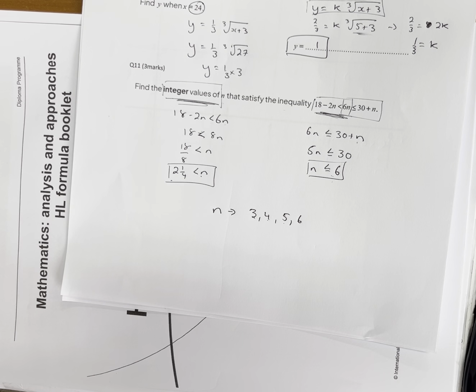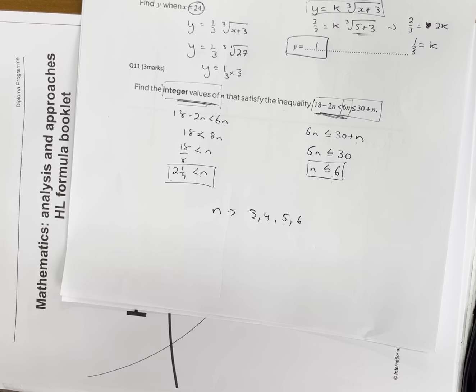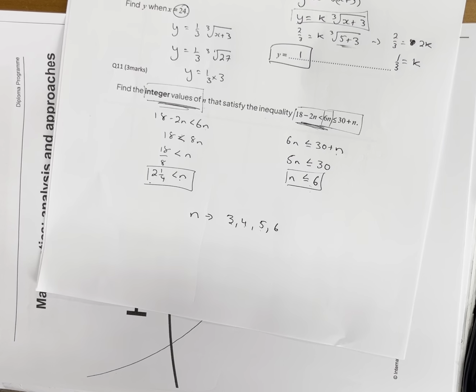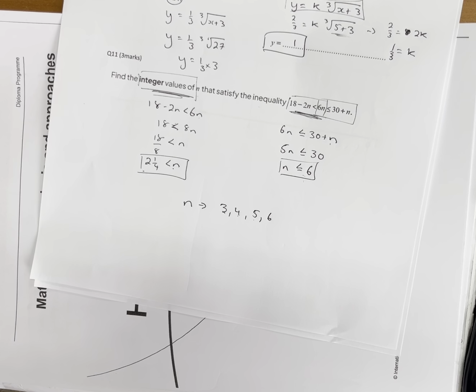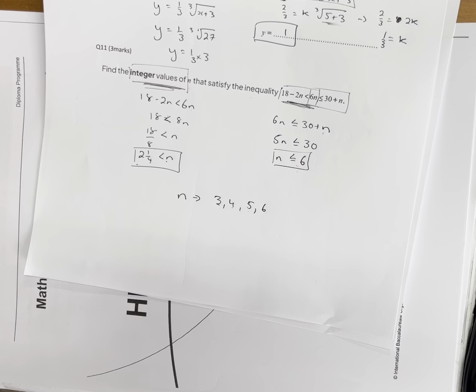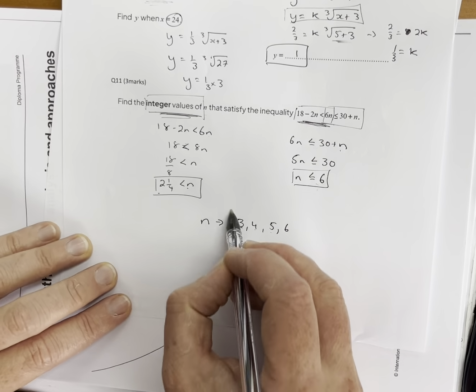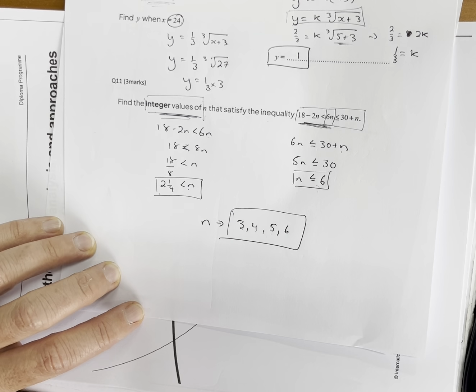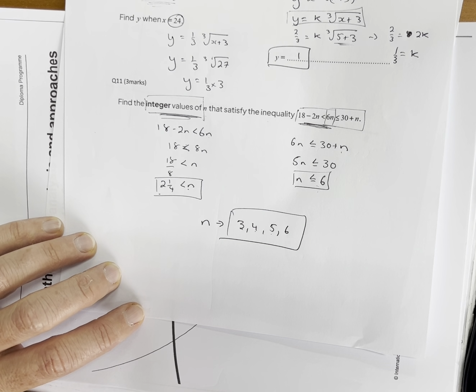So this is 3 marks. If you've done this out and just wrote 3, you probably get 2 out of the 3 marks. Find integer values for n. So values. They're integers, so they're whole numbers. 3, 4, 5, 6. That's the answer. They're all the values for n that make that true. Any other values will not make it true.